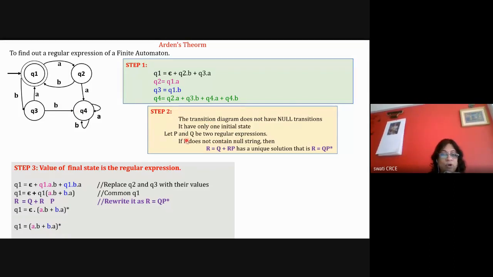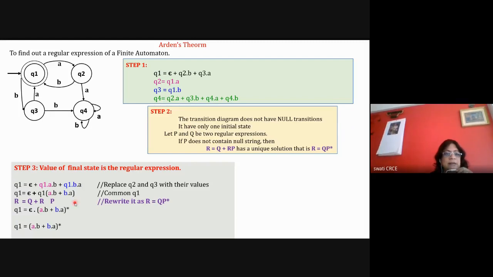And what is Arden's theorem? Arden's theorem says that if P and Q are two regular expressions, and if P does not contain the null string, then R is equal to Q plus RP has a solution that can be rewritten as R is equal to QP star. You have to explain this in each and every problem whenever you are solving, because you have to tell how you are solving the problem: you are applying Arden's theorem. So what is Arden's theorem, that you have to tell in step 2. So step 2 is common for each and every problem.